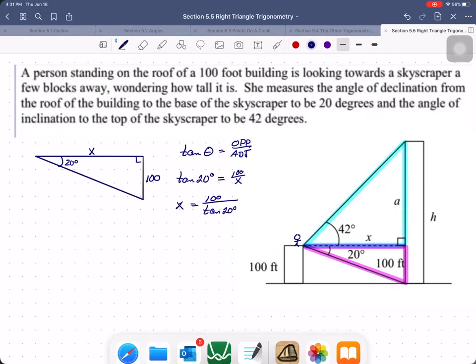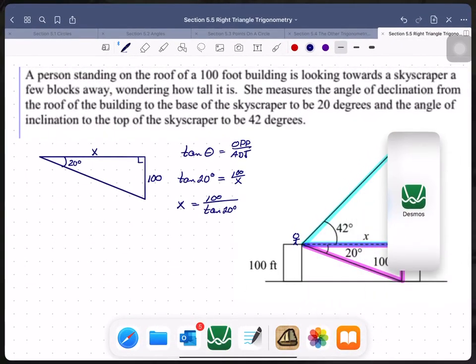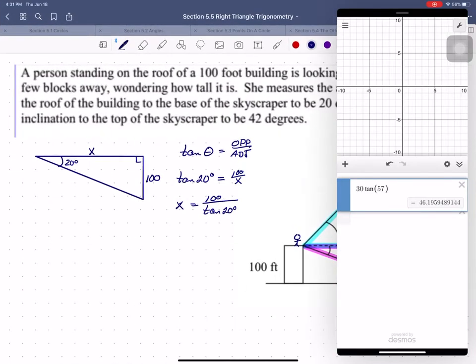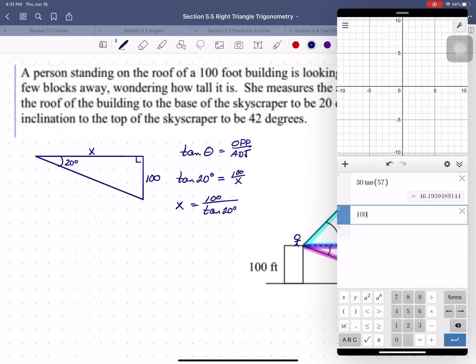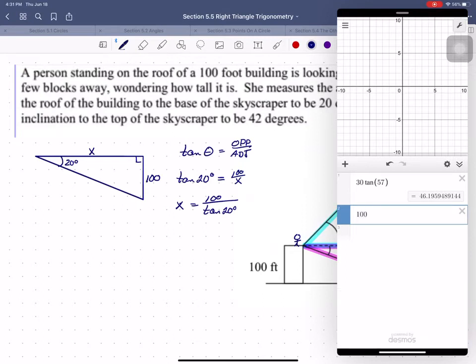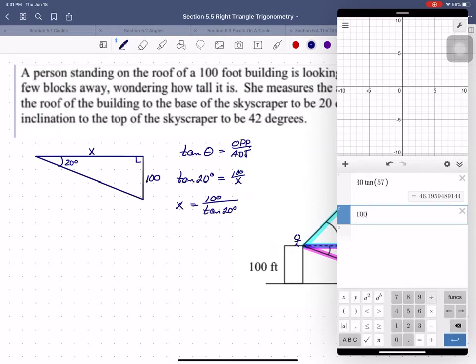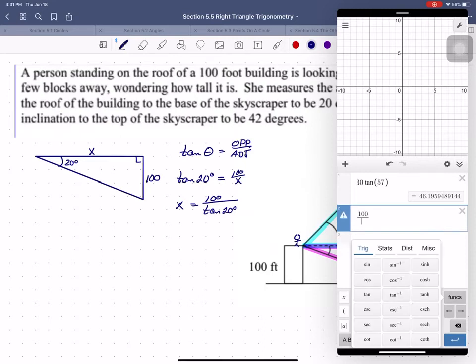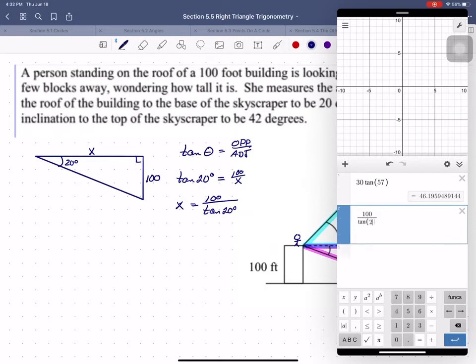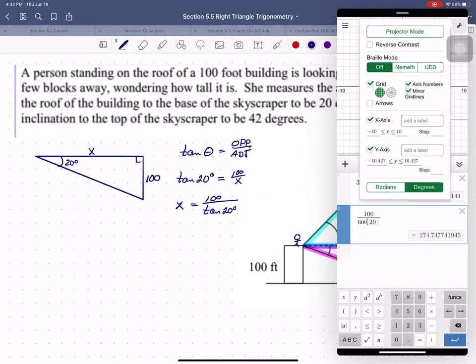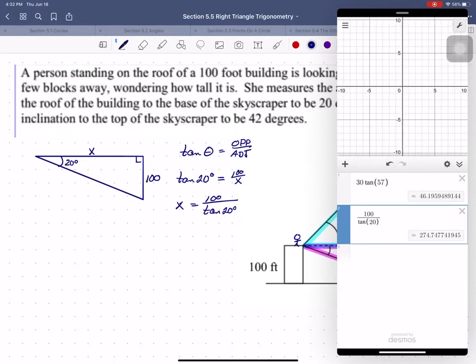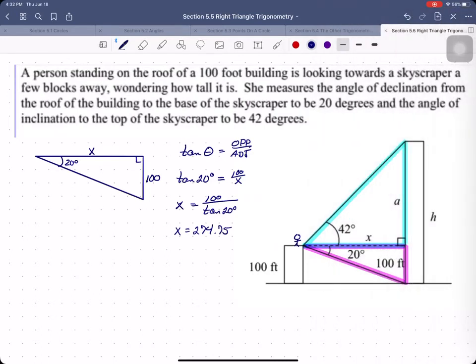Again, I'm going to open up Desmos, and I'm going to take 100 and divide it by tangent of 20 degrees, and let's make sure I'm in degrees, and I am. And that tells me my x is 274.75. Okay.